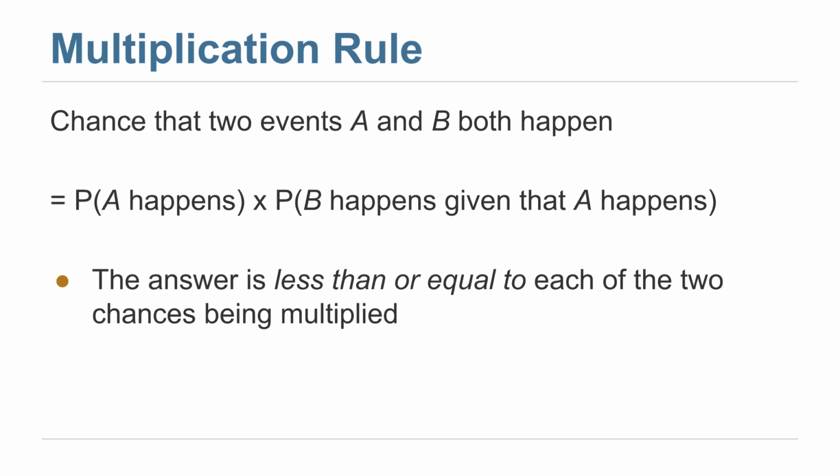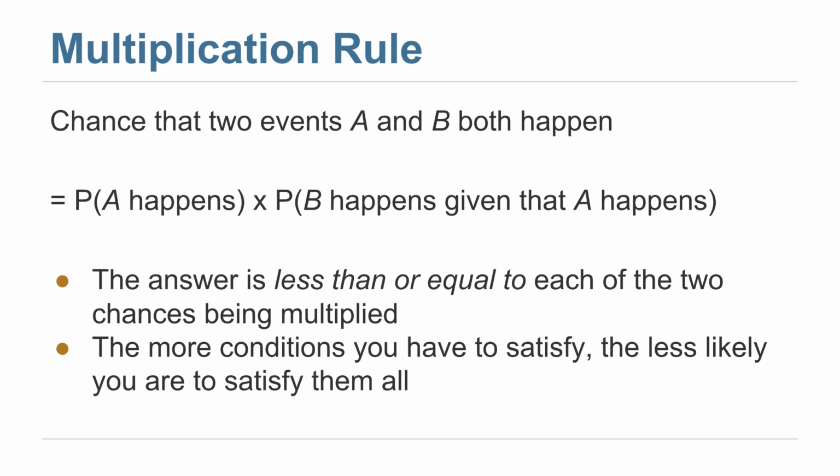Notice that the answer is less than or equal to each of the 2 chances being multiplied. We had a third and a half, those are both larger than a 1/6. And that's because the more conditions you have to satisfy, the less likely you are to satisfy them all. And so we're multiplying together numbers that are all less than or equal to 1, which in general can lead to a very small number when we specify that 2 events must both happen.